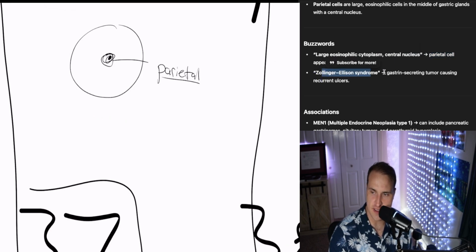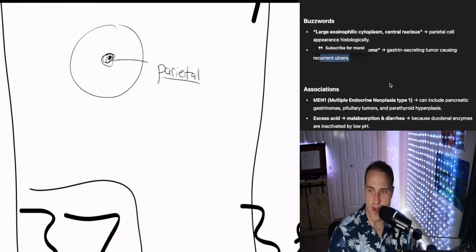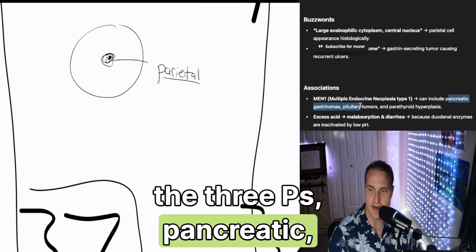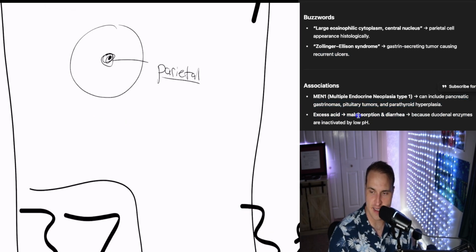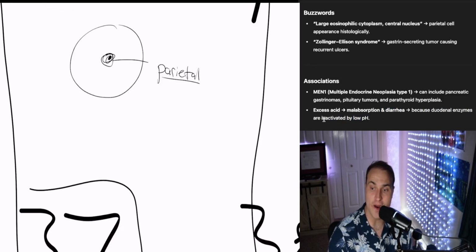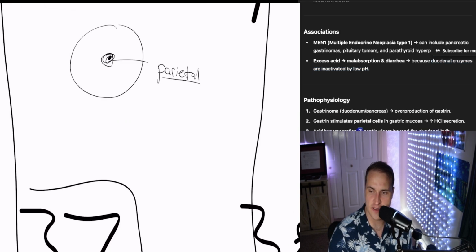And Zollinger-Ellison syndrome is a gastrin-secreting tumor that causes recurrent ulcers. The associations are MEN1, think of the 3 Ps: pancreatic, pituitary, parathyroid. Excess acid causes malabsorption, with duodenal enzymes that are inactivated by low pH. Because you have way too much acid, you're not going to be able to activate these enzymes anymore. It's too acidic. They ain't going to touch that. Acid hypersecretion causes peptic ulcers beyond the duodenal bulb.